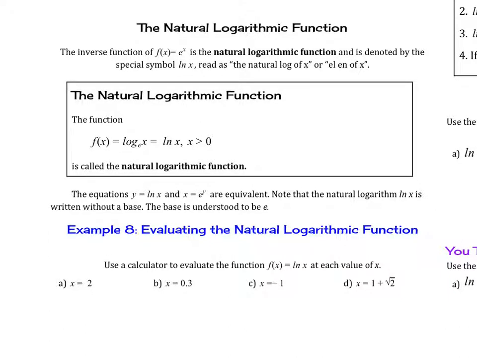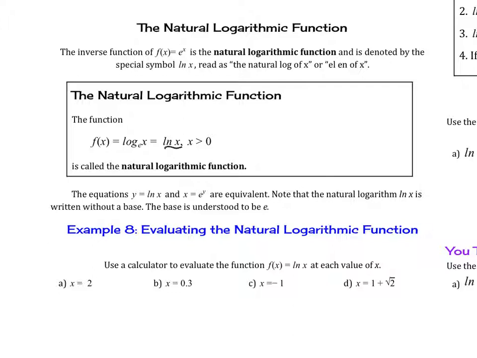The natural logarithmic function. The inverse function of f of x equals e to the x is a natural logarithmic function and is denoted by the special symbol ln x, read as the natural log of x, or, as I read it, ln of x. So the natural logarithmic function, the function f of x equals log base e of x, and we just write it as ln of x when x is greater than 0. So that is the natural logarithmic function.